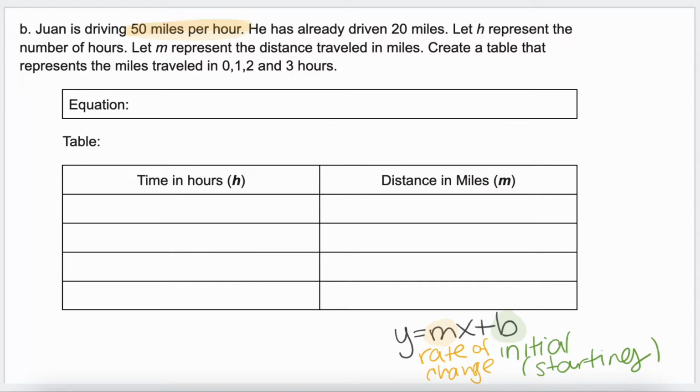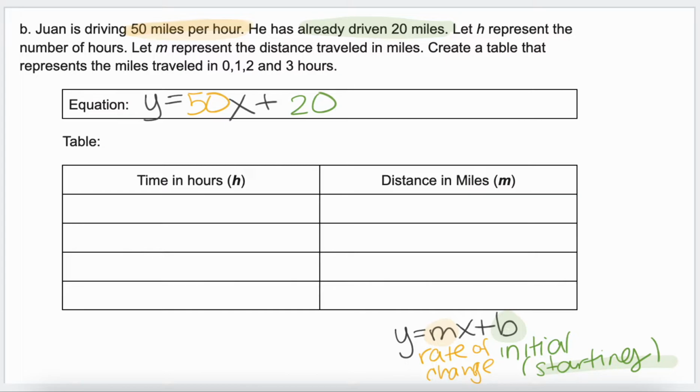And our B is going to be our initial amount, so the amount that we start with. So it says that he has already traveled or driven 20 miles. So initially, at the start, before anything else has happened, he's already driven 20 miles. So if we insert those numbers into our equation, y equals mx plus b, our m is going to be 50 and our b is going to be 20. So we're going to have the equation y is equal to 50x plus 20.